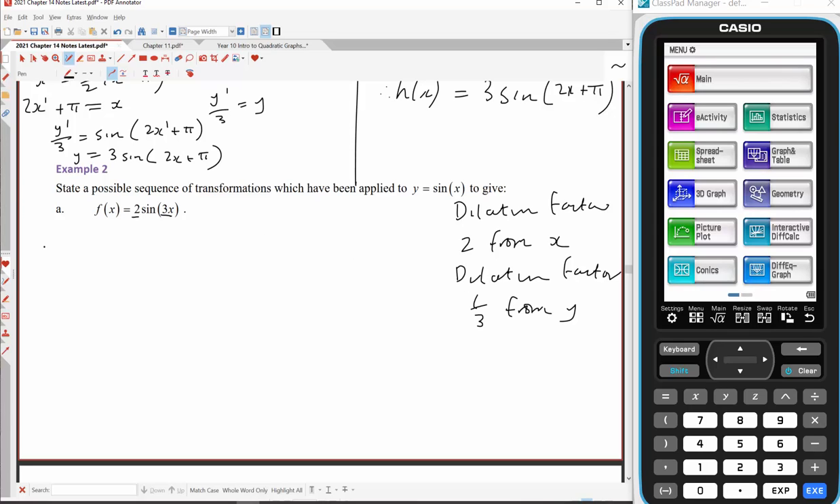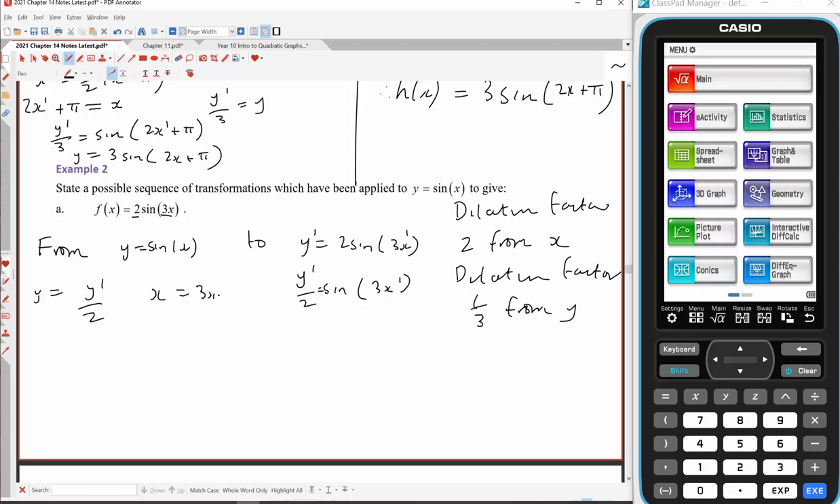If you wanted to be 100% sure, we'll go from y equals sine x to y equals 2 sine 3x. So y dash, okay, so we've got this one as y dash on 2 equals sine 3x dash. Okay, pair them up. x equals 3x dash. Alright, so to read the transformations, that's where x dash goes and that's where y dash goes. So we need to make x dash the subject.